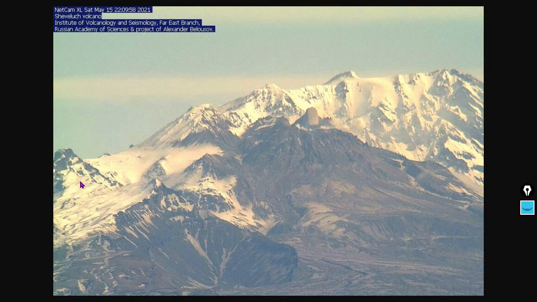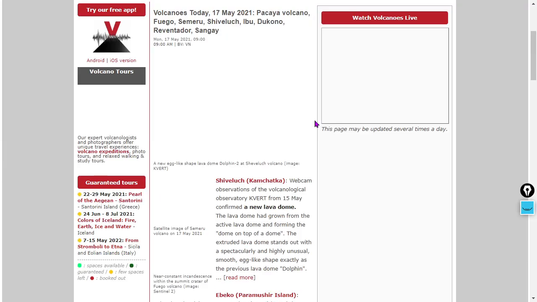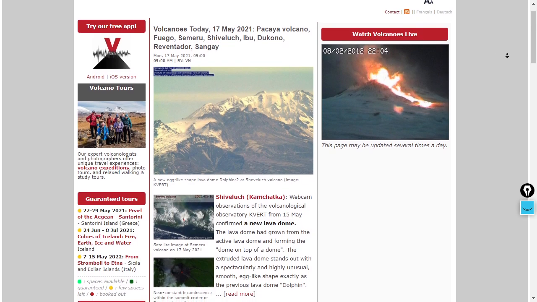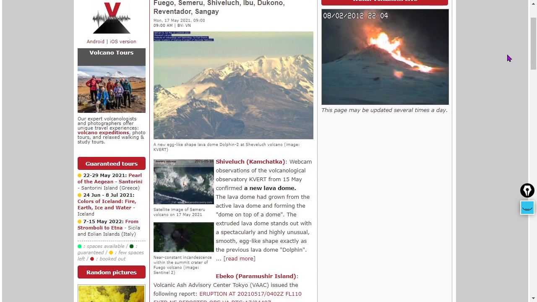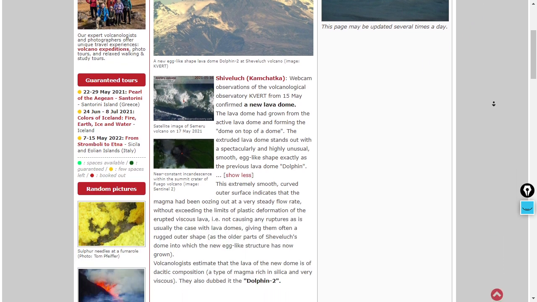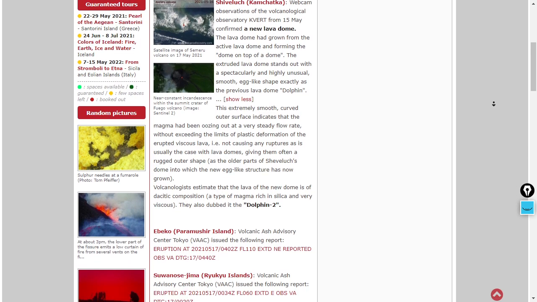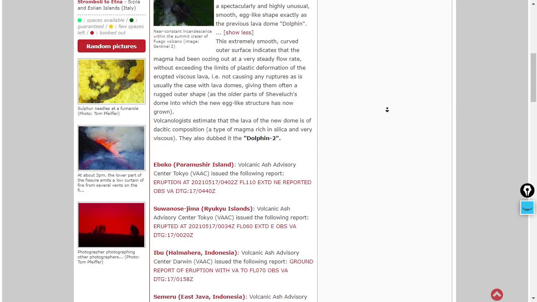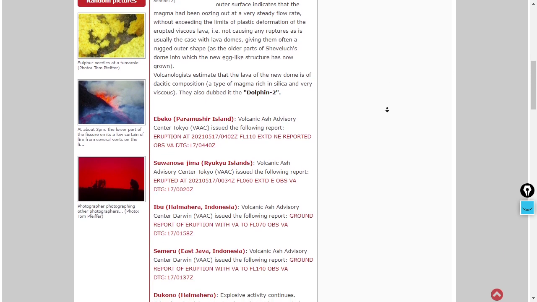Check it out. Shiveluch has grown another dome. It's Dolphin 2. And I think it might be one of these two structures right here. Don't quote me on it. I really don't know for sure, but Shiveluch has grown a new lava dome. So magma's been oozing out at a very steady flow rate without exceeding the limits of plastic deformation of the erupted viscous lava. Cheers.